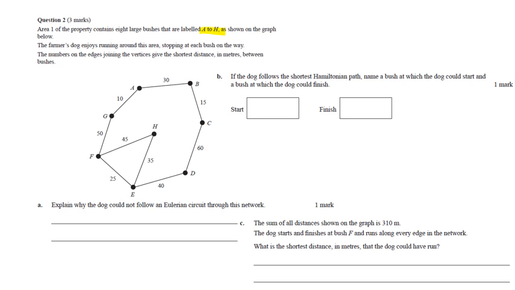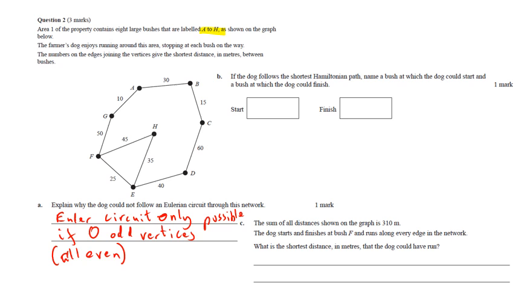Euler circuit. So you need an Euler circuit. You can only do this, only possible if there are zero odd vertices. Or another way to say it, they must all be even is another way to phrase that. They're all even.